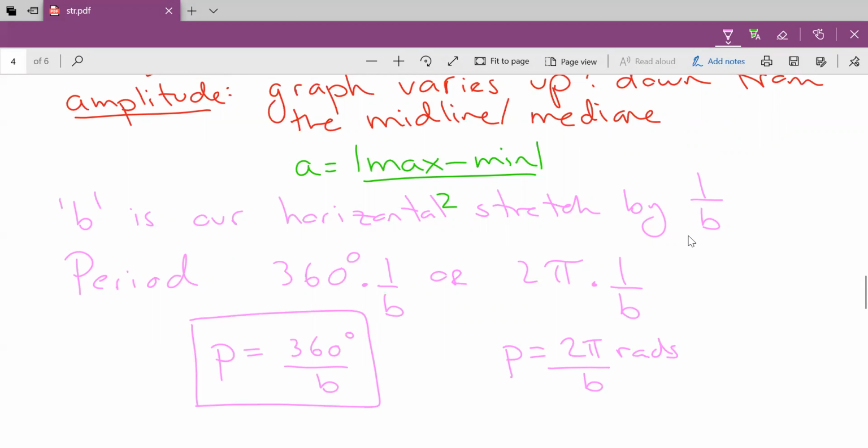This is not on your formula sheet. It is in 30-2, it's not in 30-1. This is a very handy thing. It's going to quickly help us answer what's our period, and then when we go to graph, it's going to help us make a scale. Okay, there are the two most important parts of the A value and the B value.